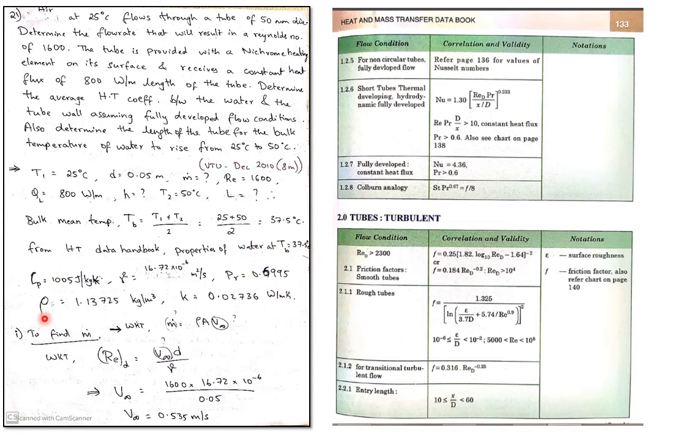Next step is to find the mass flow rate, that is rho A into V infinity. From here we need the value of V infinity, which we get from the Reynolds number equation, Re equals Vd by nu. Substituting Re, D and nu, we get the V infinity value. Once you get V infinity, substitute here to get the mass flow rate. Next, we are asked to find the average heat transfer coefficient.